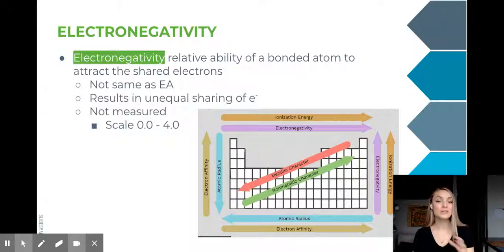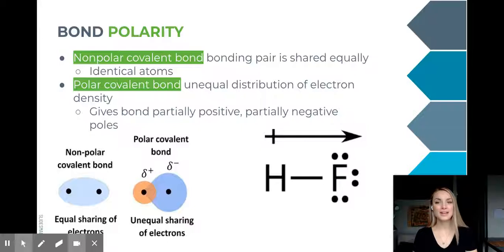The most electronegative element on the periodic table is fluorine. And so fluorine has an electronegativity of 4, and the scale is then from 0.0 to 4.0. And as I just mentioned, electronegativity leads to bond polarity.